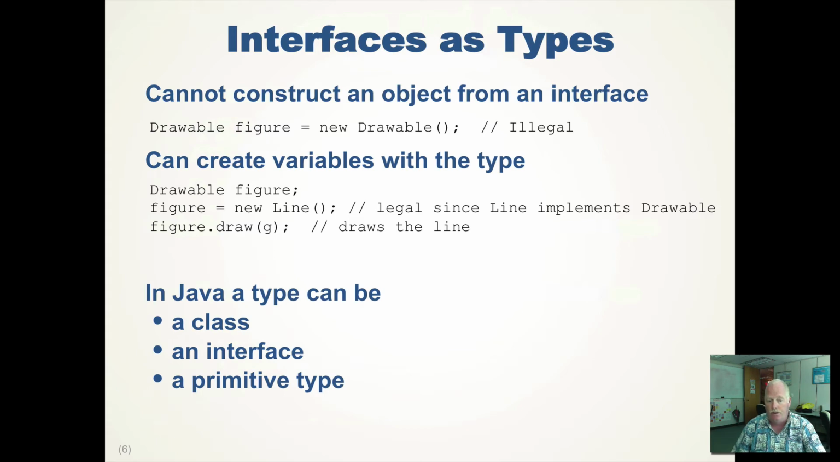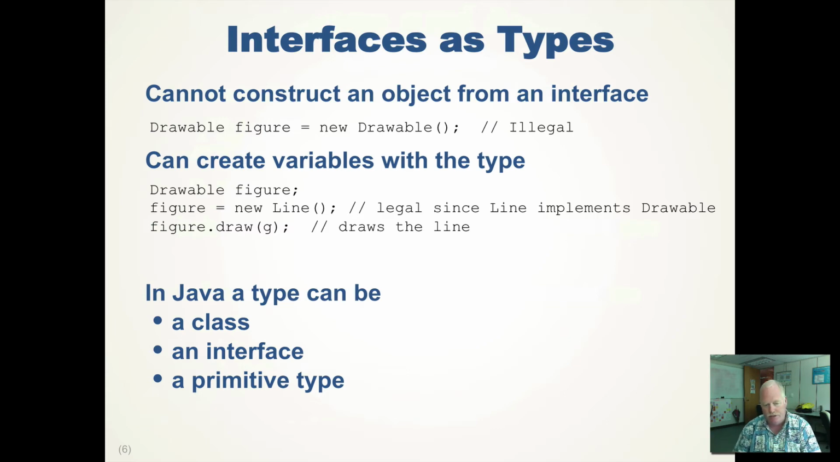Now we can't call other methods that might be in the Line instance, because the type is Drawable. That defines the methods that we can call on it. We cannot use any of the other methods in Line. We can only use the ones defined in the interface, because the variable is of the interface type. So that adds another way to create a Java type. We have three ways: it's a class, it's an interface, or it's a primitive. So a variable is either a class type, an interface type, or a primitive type.